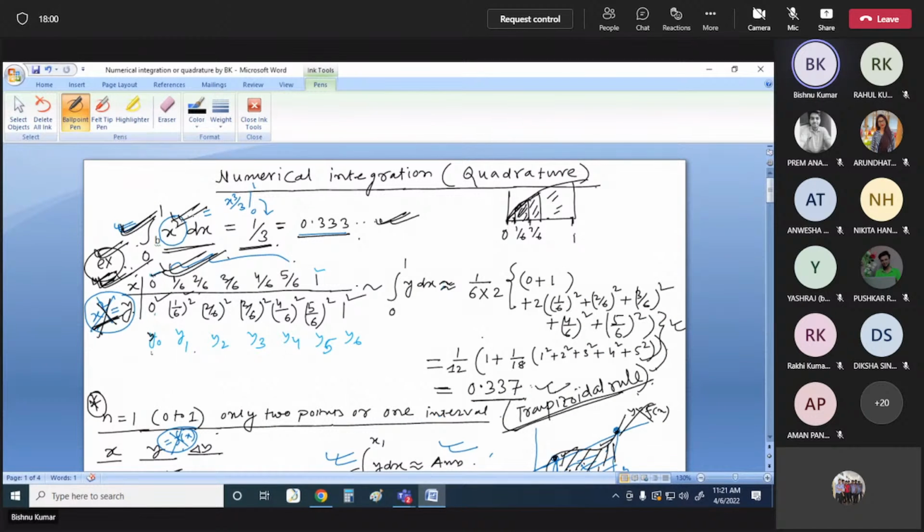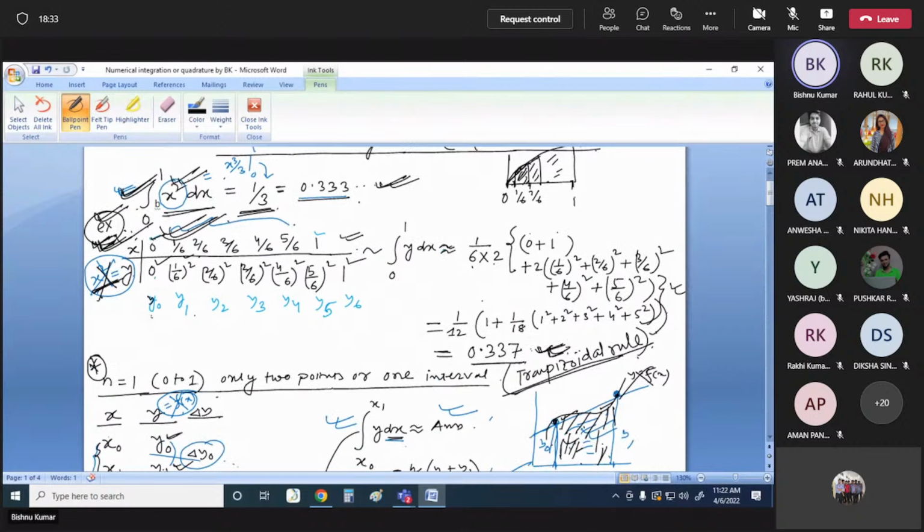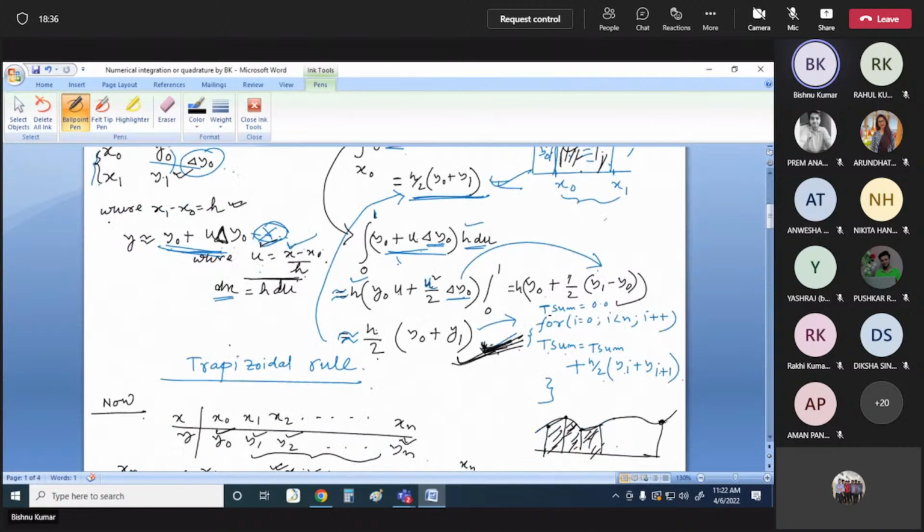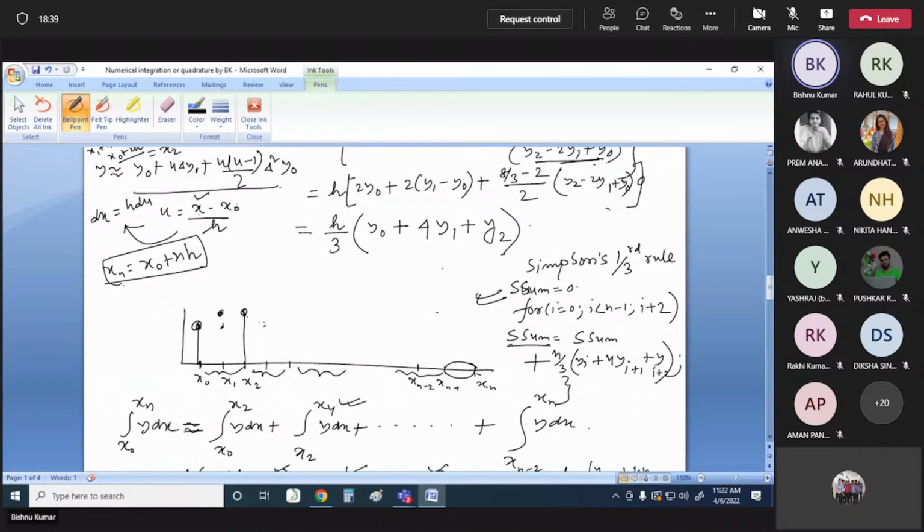The value I get with the help of the trapezoidal rule looks like this, which you have done before. Outside h by 2, what is h for these data sets? h is 1 by 6, so h by 2, plus first point plus last point plus 2 into all intermediate points. After doing this calculation, it comes like that. Now the same integration I am trying to do here, for example, with the help of these two formulas: the composite rule of Simpson 3 by 8 and the composite rule of Simpson 1 by 3.